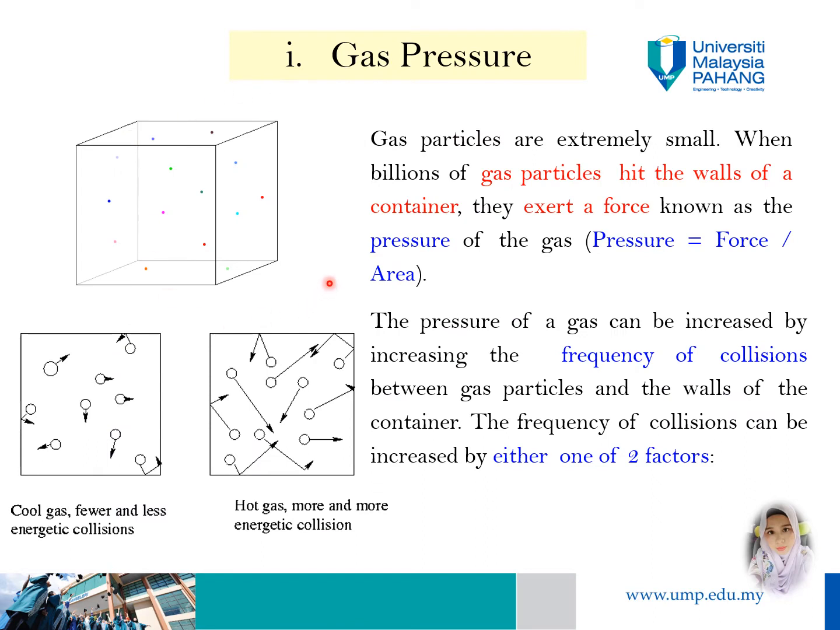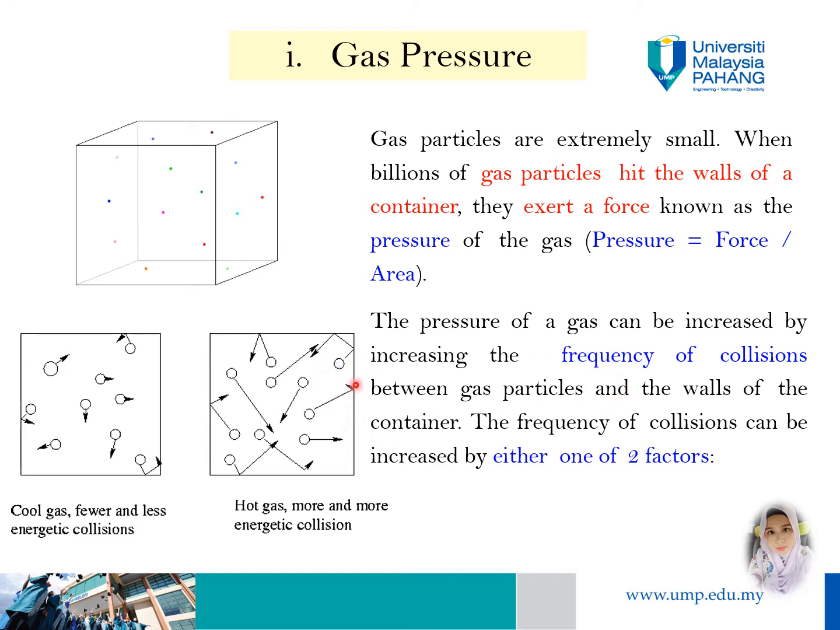Gas particles are extremely small, so when billions of gas particles hit the walls of the container, they can exert a force which is known as pressure. Pressure is equal to force over area. Gas pressure is caused by the force exerted by a gas molecule colliding with the surface of an object. Although the force of each collision is very small, any surface of appreciable area experiences a large number of collisions in a short time, which can result in a high pressure.